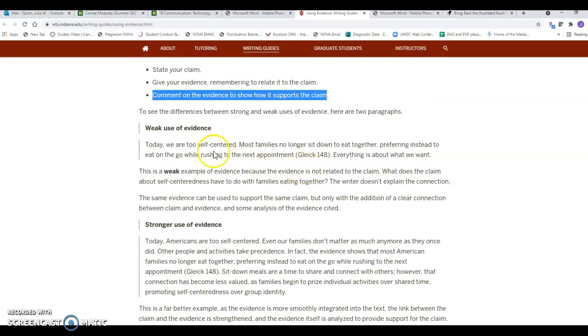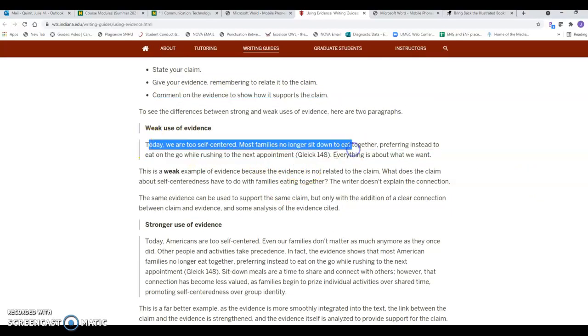There are ways that you can bring in evidence, like this is an evidence from a source named Gleich. However, if you don't contextualize the evidence, if you're not clear with explaining the significance of it, your readers may not know where the boundaries are for the borrowing of the evidence, or they may not even believe you.